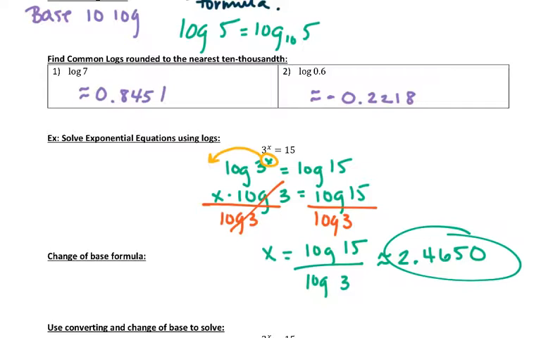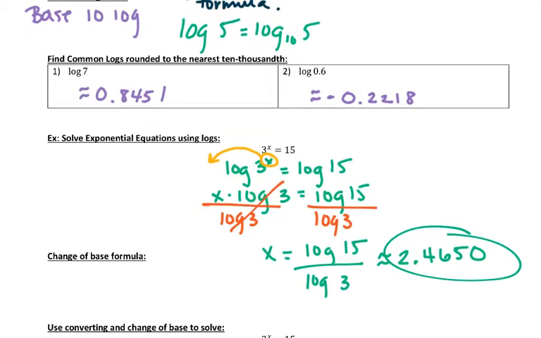Now, this is super easy to check because look at your original problem. 3 to the power of x is equal to 15, right? You can do 3 to the power of 2.4650 and make sure it's really close to 15. Now remember, this is a rounded answer, so it's probably not going to come out as exactly 15. It might come out as 14.99999 or 15.0001 or something along those lines. But as long as it's really close to 15, then you probably did it correctly. So that is how you're going to do that.